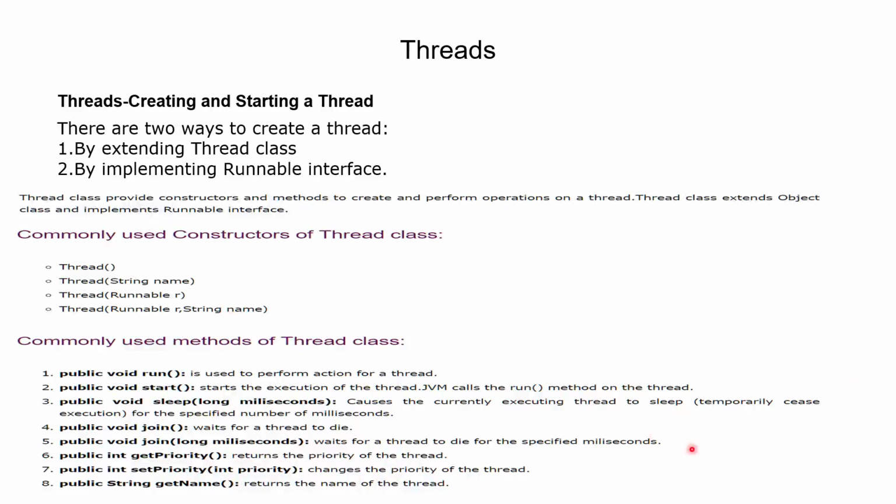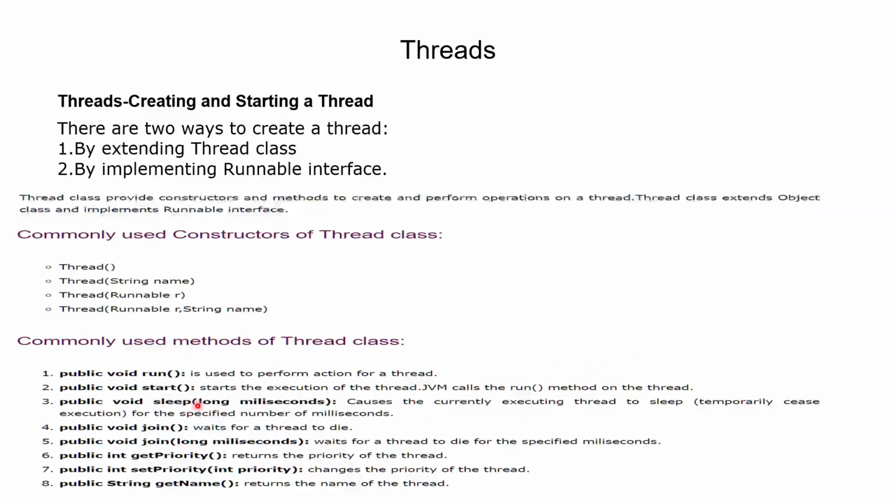And then we have the constructor thread with the runnable object and the string name. And here are some of the methods of the thread class. We have run, which returns nothing, and that's used to perform an action on the thread. We have start, which starts the execution of the thread. So the JVM calls the run method on the thread.